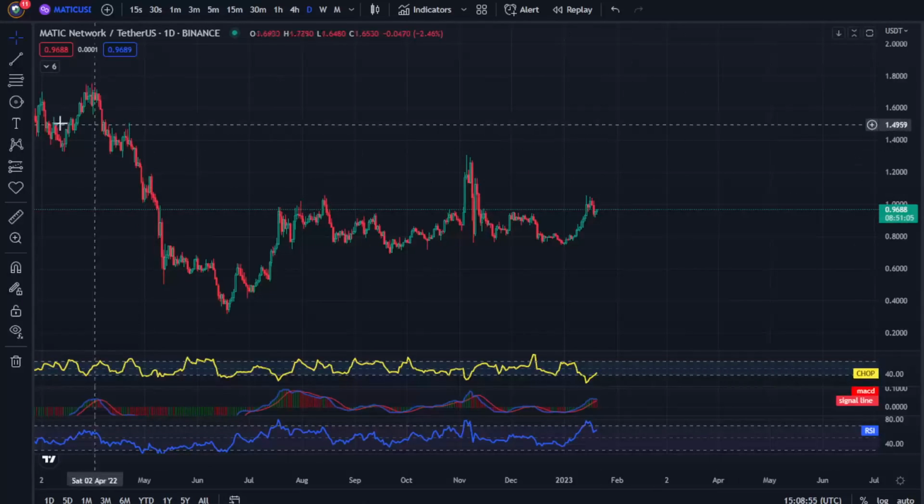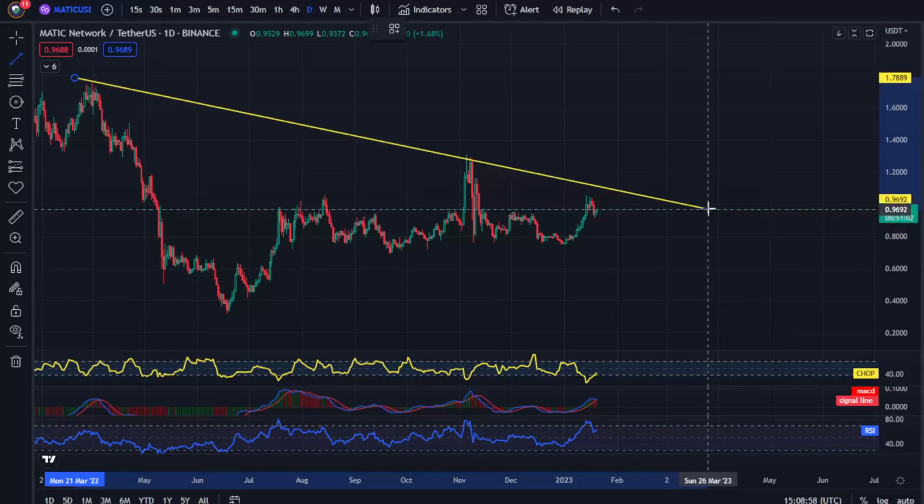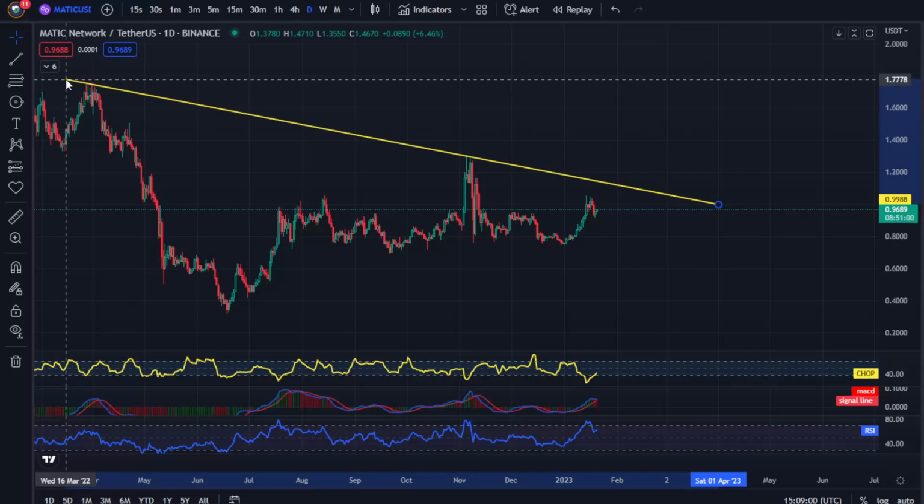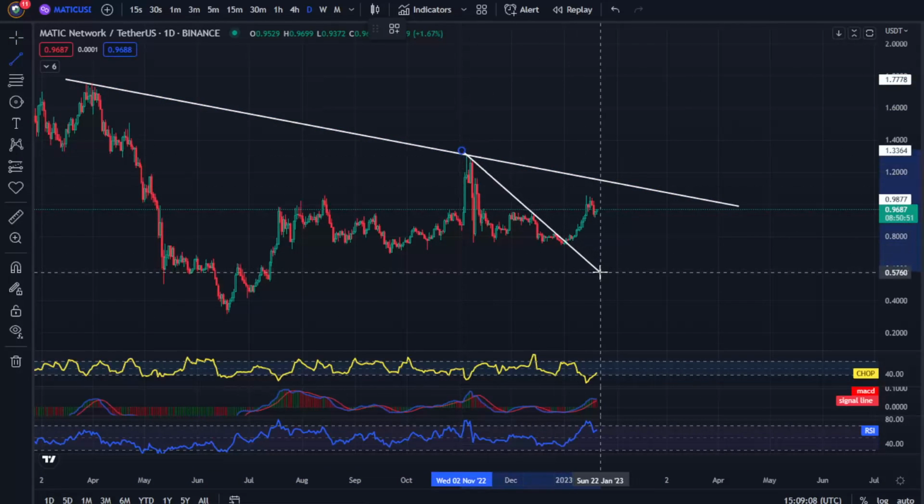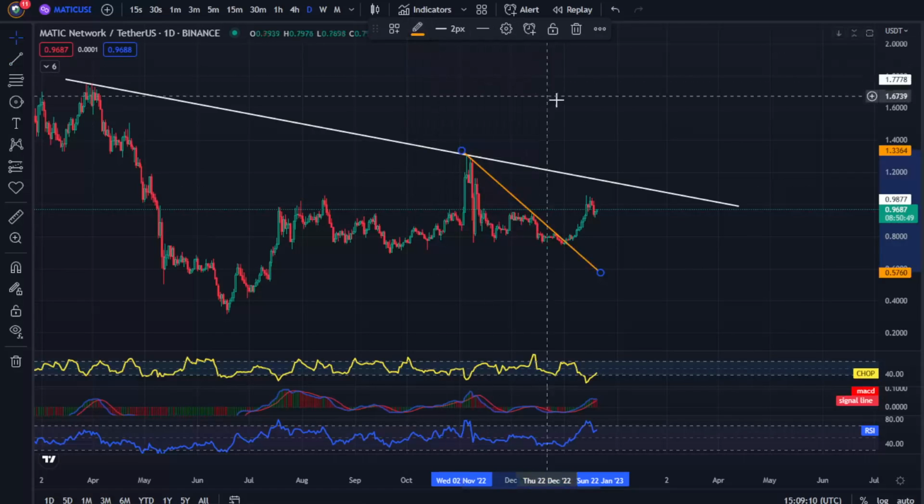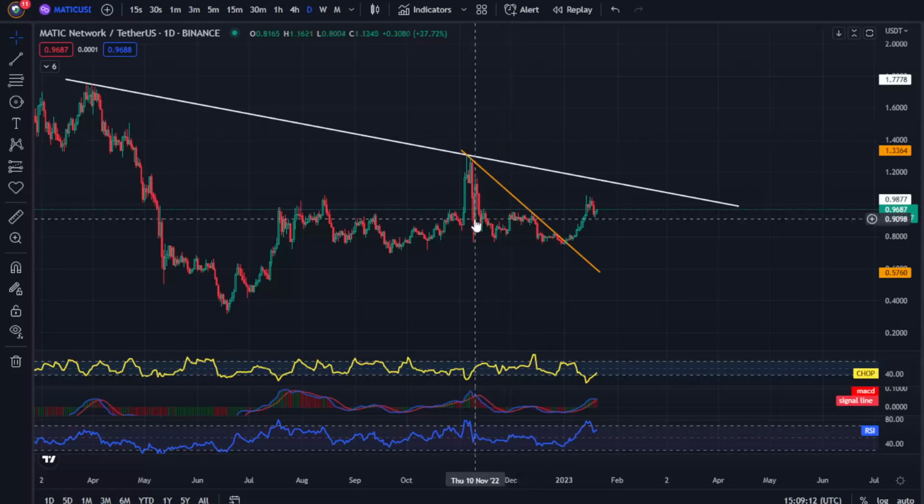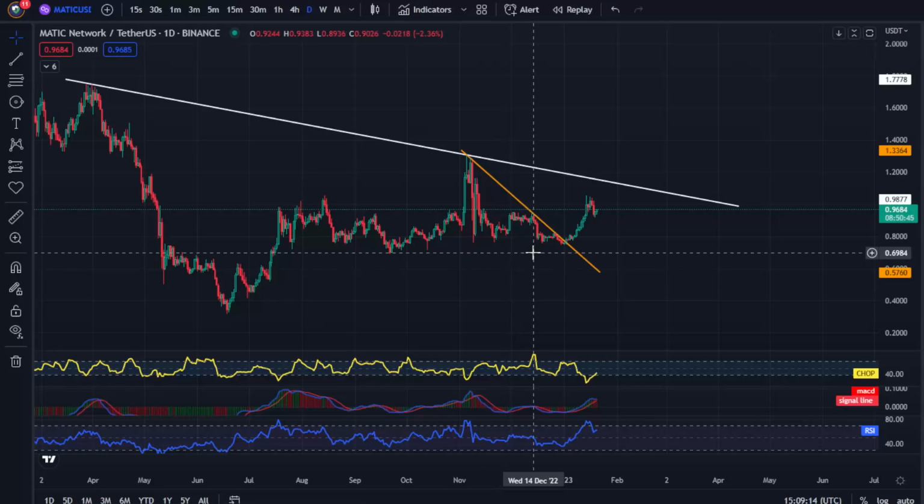Now we will check the situation on the Matic chart in pair to USDT, also on a one-day interval. At the beginning, let's mark with a white line the main downtrend line. However, we can see that the price has broken the local downtrend line.